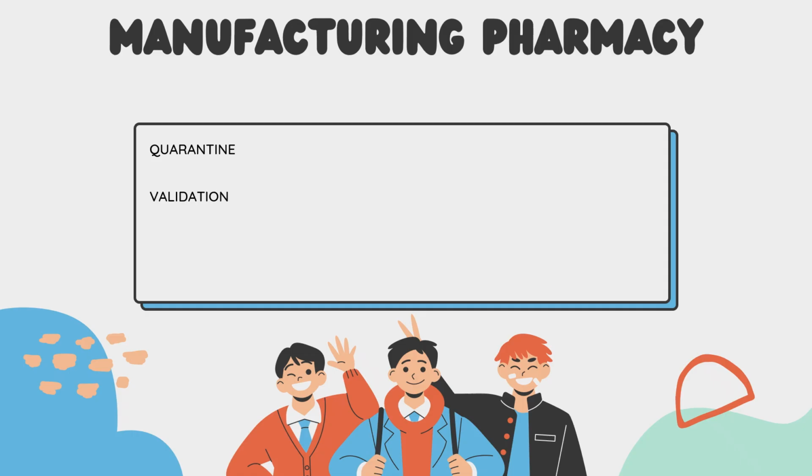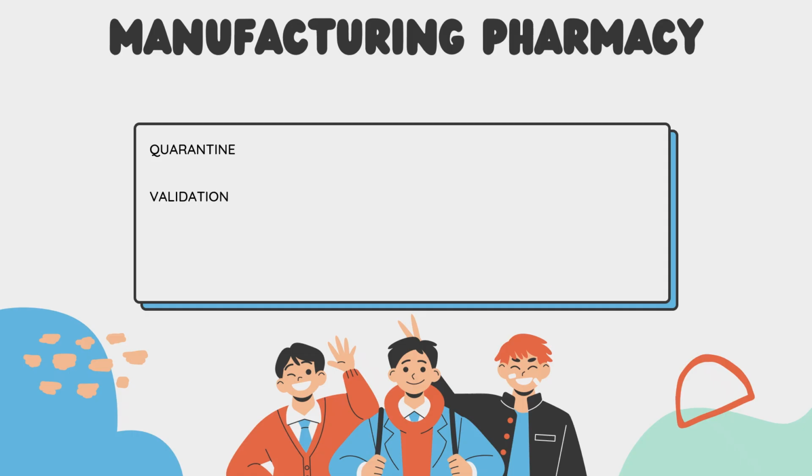Next, validation. Validation is the process of proving that something consistently does what it's supposed to do. In the pharma world, almost everything is validated. Processes, equipment, cleaning methods, analytical procedures, even software systems. The idea is simple. Don't just say it works. Prove it works. And prove that it works every time. Without validation, a company can't claim that its systems reliably produce safe and effective drugs. And the FDA, they won't allow production without documented proof.